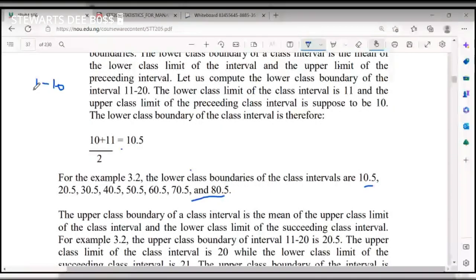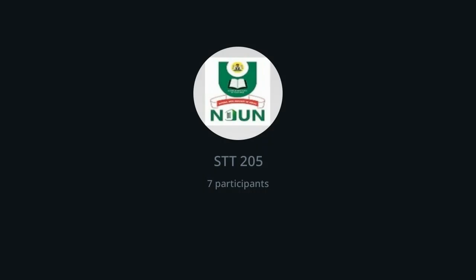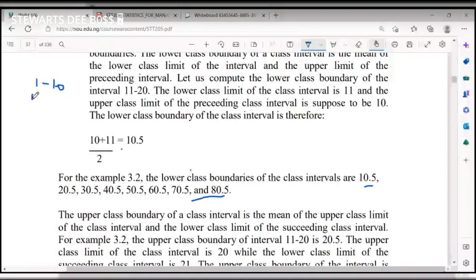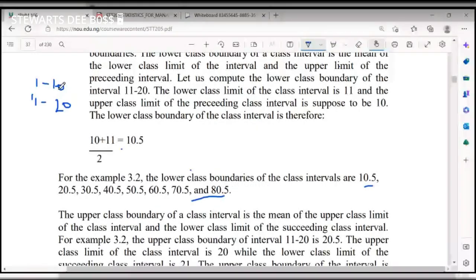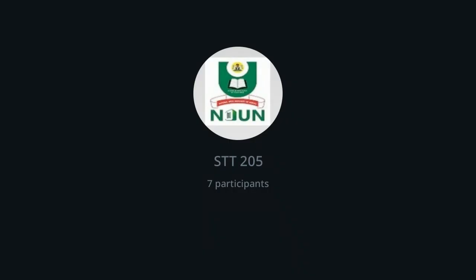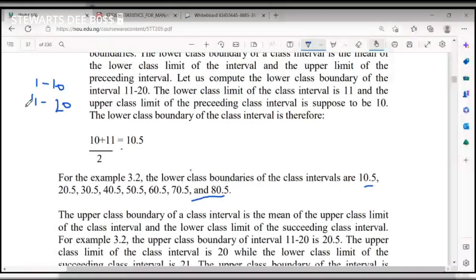Then we'll have what now? 11 to 20. Okay, and so on and so forth. So this one is the lower interval here. This one is the higher interval here. You add the two together, divide by 2, then you get the lower class boundary. So that was what happened here.